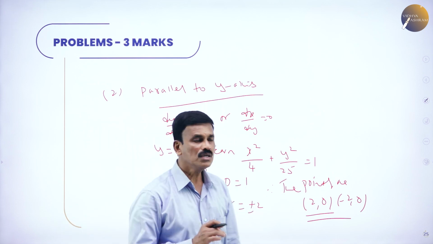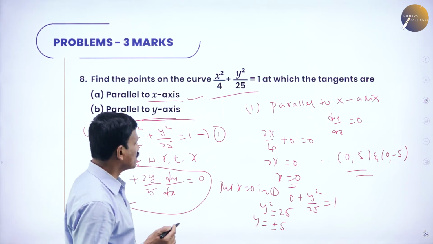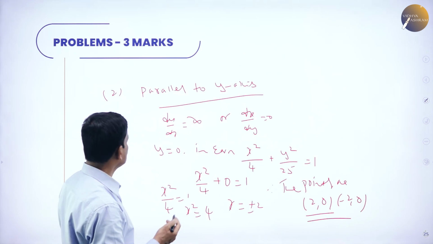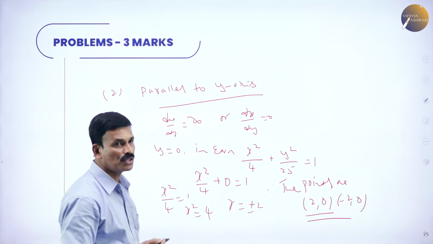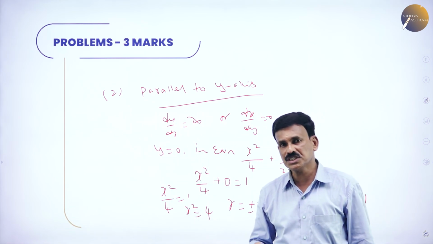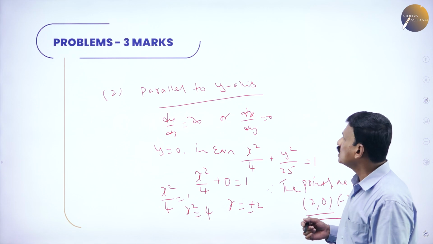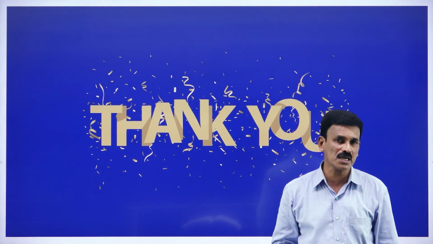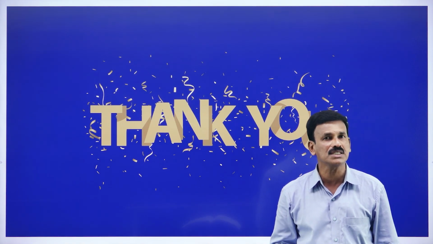That's it. So therefore the points at which the tangent is parallel to x-axis are 0, 5 and 0, minus 5. Where it is parallel to y-axis are 2, 0 and minus 2, 0. So these are a few problems based on the tangent and the normal and finding the slope. So that's all regarding today's session. Let us meet with the last concept, that is maxima and minima, in the next session.